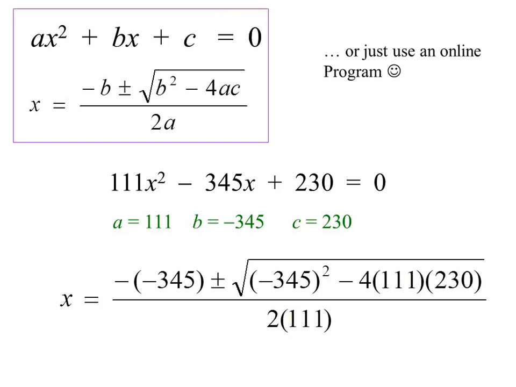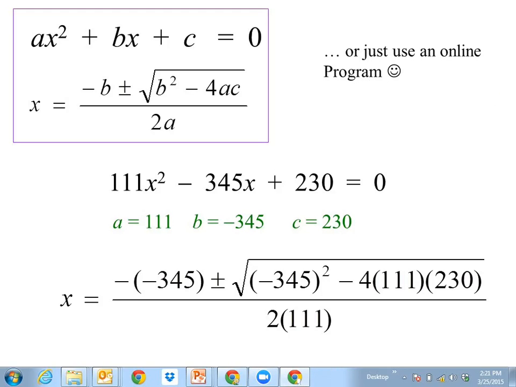But there's this program out here. Check this out. You might use this for your homework. I posted it on Twitter feed just this afternoon. This is just one of many programs. But basically, it's a program out there where you plug in the 111, the negative 345, and the 230, and it spits back two solutions. And remember, for your homework, in order to get full credit, you're going to have to do that. There are also apps on the iPad that do that too, but I thought this is more universal.